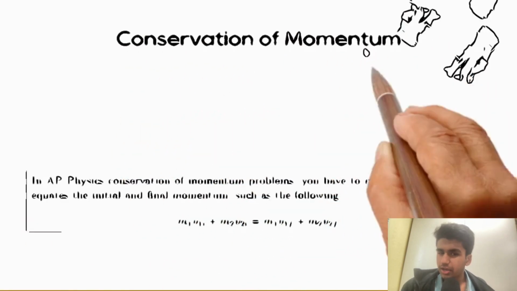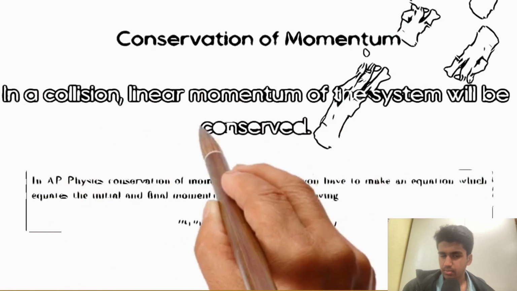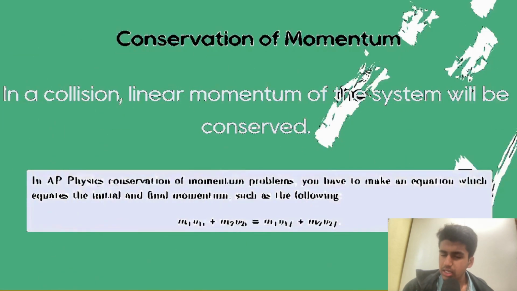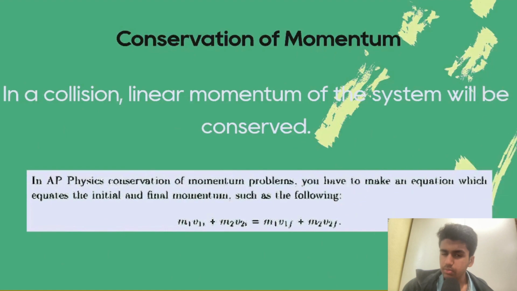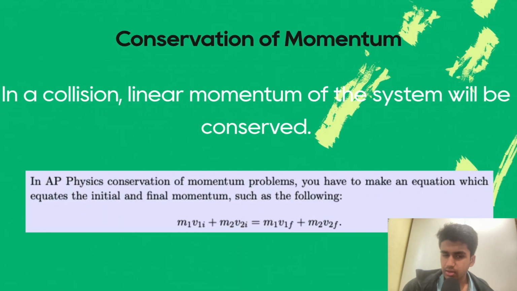Now it's time for conservation of momentum. In a collision, the linear momentum of that system will be conserved. In AP Physics conservation of momentum problems, you should write out an equation which shows the sum of all initial momentums in that system equated to the sum of all final momentums of that system. Writing an equation out like this will not only reduce your chances of making an error, but it will also make the problem a lot easier to solve.